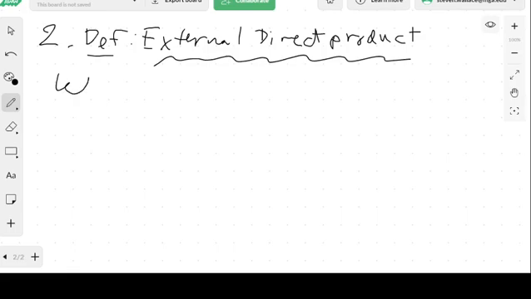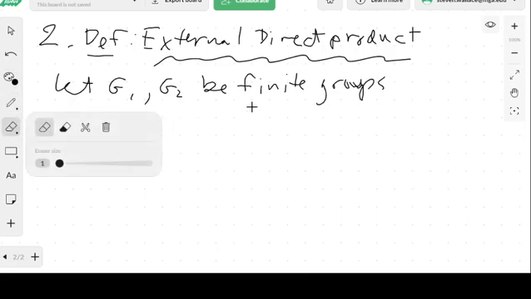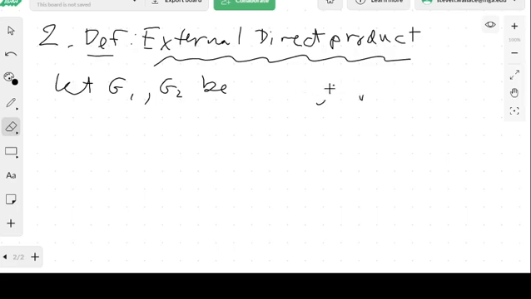So we're going to let G1 and G2 be finite groups. Well, you can do this for any collection of groups. Oh, they don't have to be finite. There's no difference in the definition. What am I doing? Okay. Let G1 and G2 be any groups. My bad.